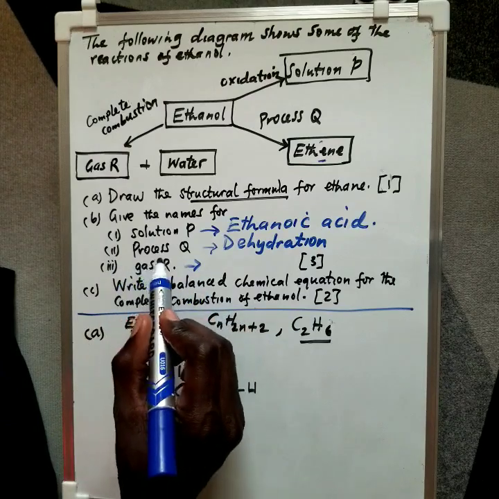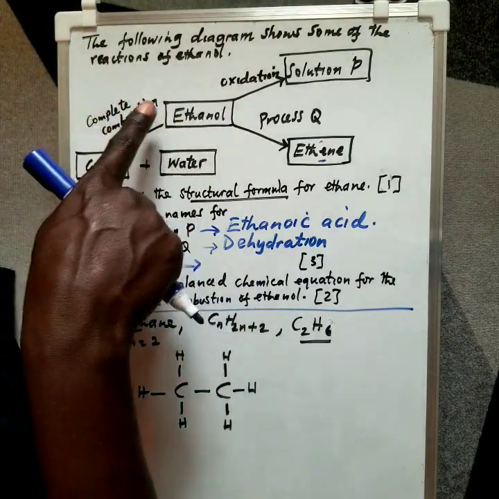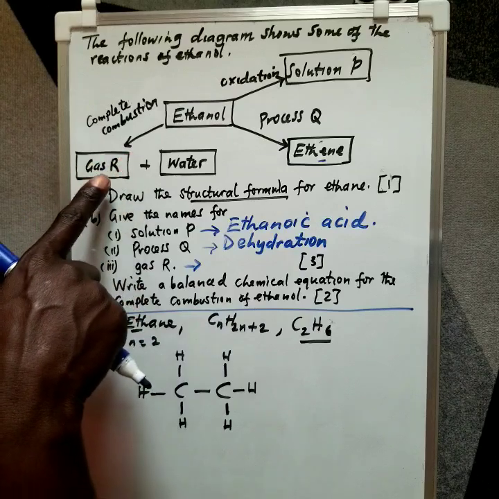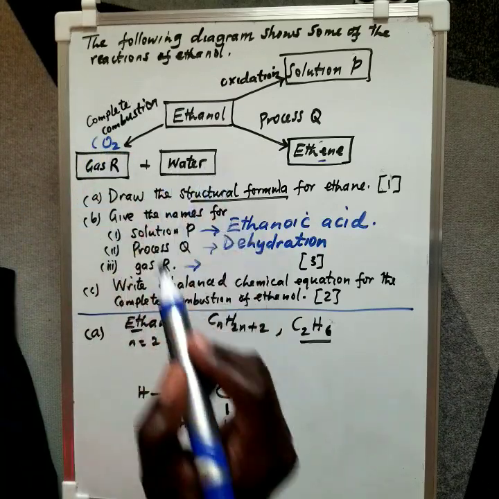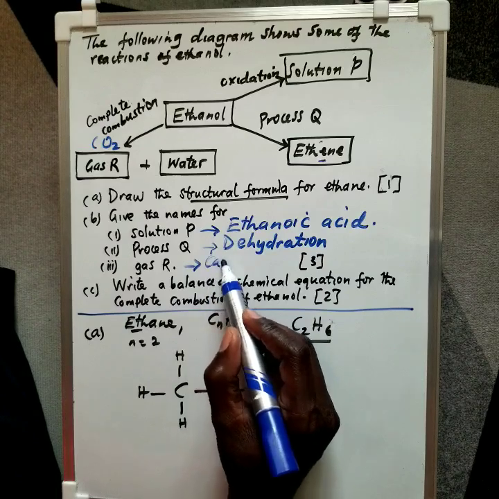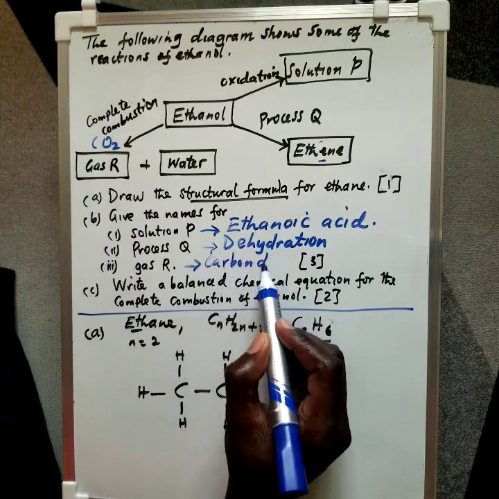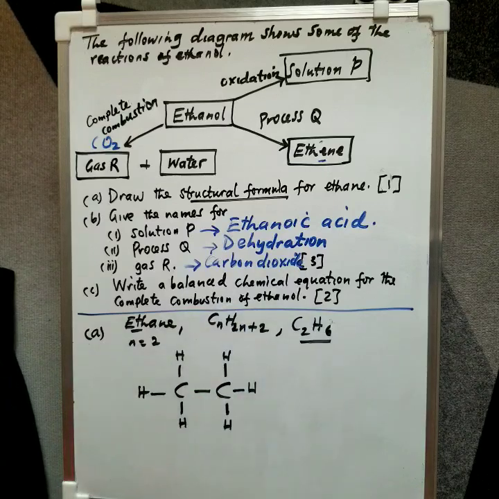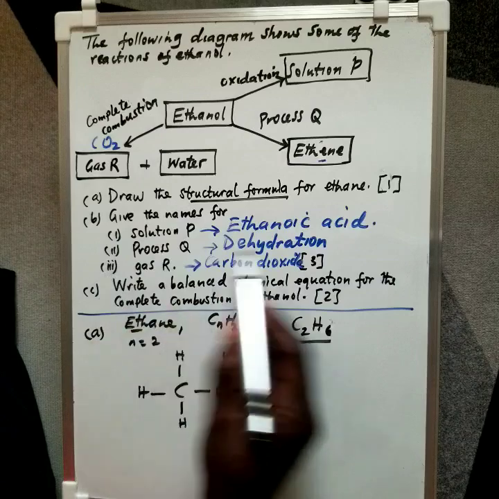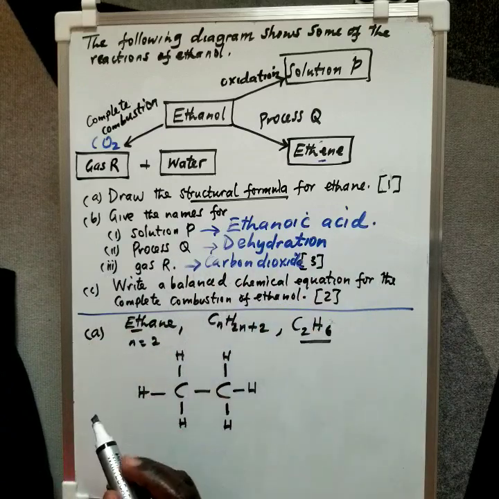Then what about gas R? When ethanol undergoes complete combustion, it produces carbon dioxide and water. That's complete combustion. So the gas is simply carbon dioxide. So that's what you needed to remember, and this is what you needed to do there. If you want to write them properly, those are the reactions.